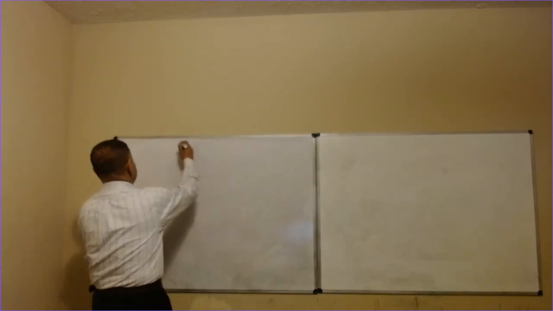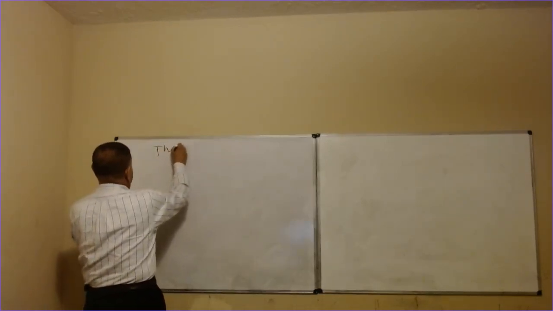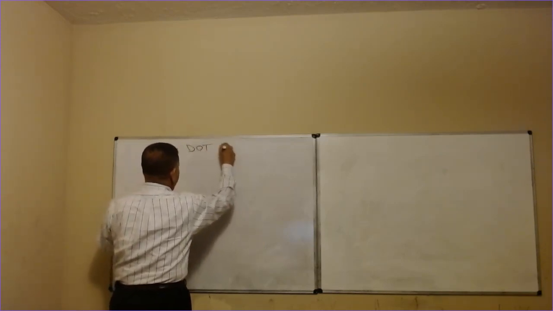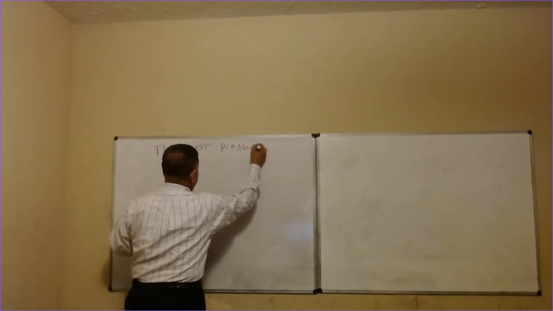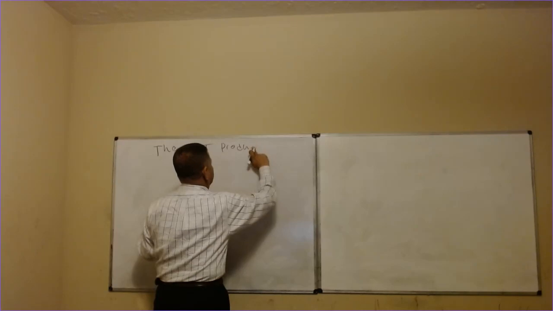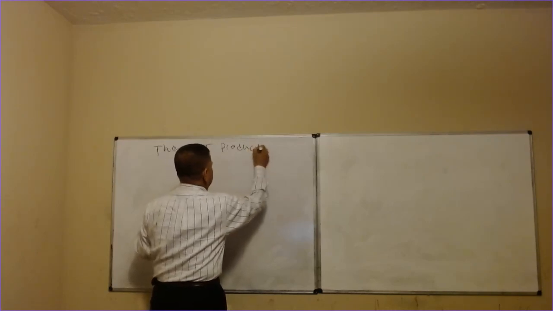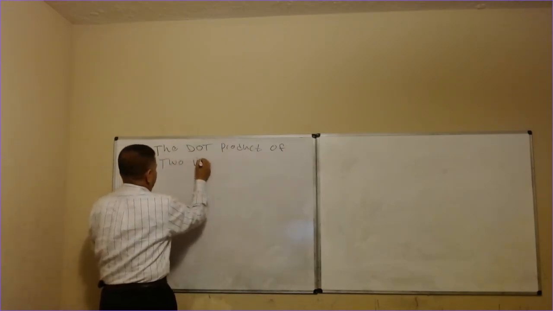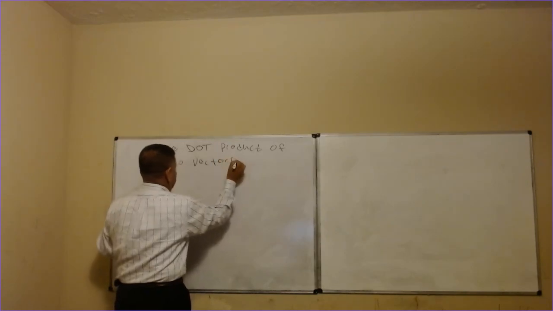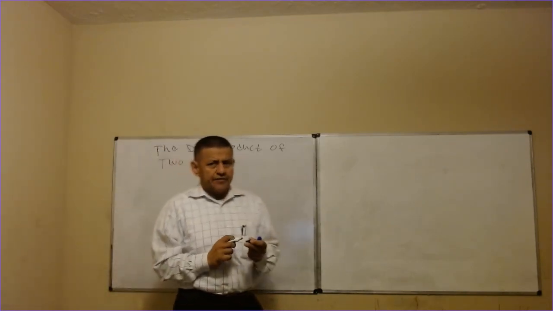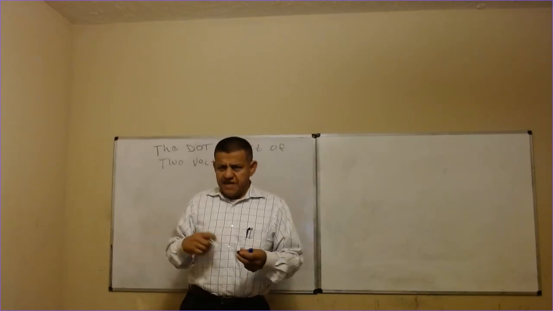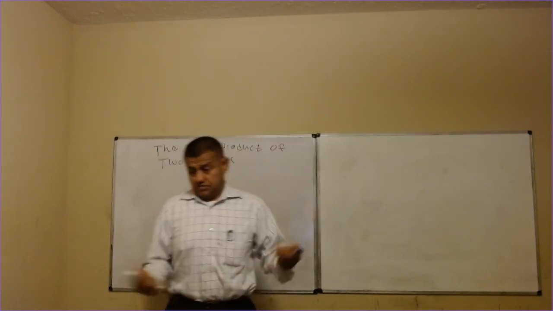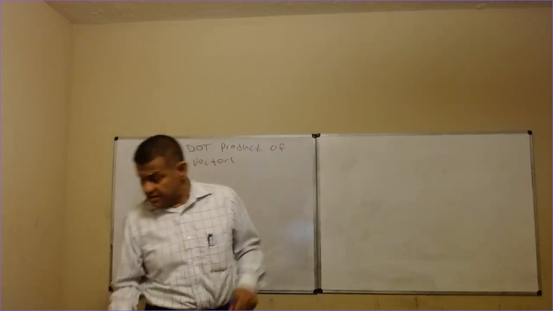So it's called the dot product of two vectors. Okay, so this is the concept, right? This is basically what we'll be studying. So this is the new topic. You can call it topic, right? New topic that we study.